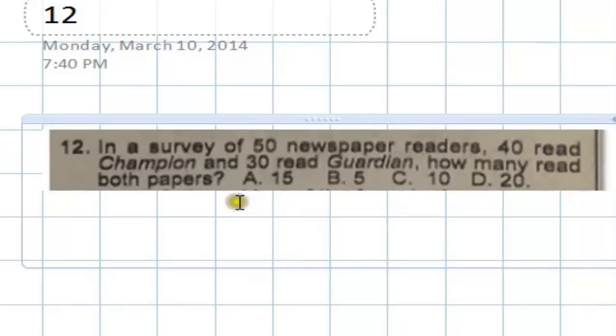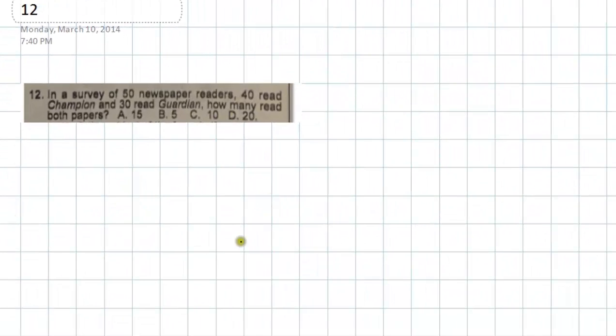So here we have question 12, and it says, in a series of 50 newspaper readers, 40 read Champion and 30 read Guardian. How many read both papers? And then they give us some options. So to answer this question, we want to use our knowledge of Venn diagrams and of intersections, okay?